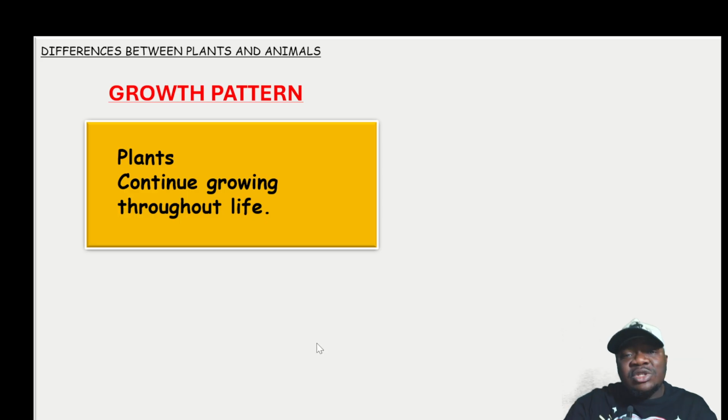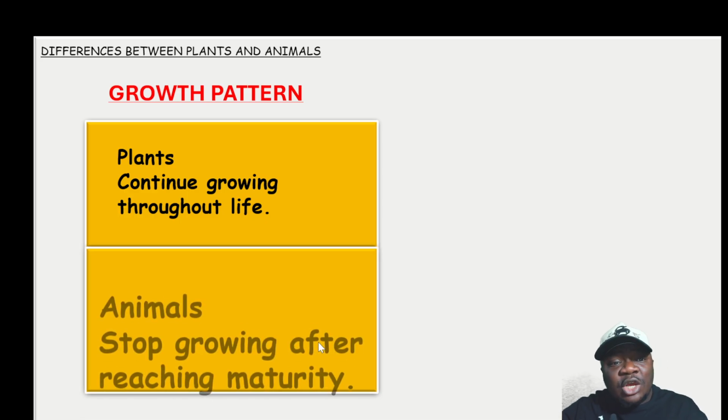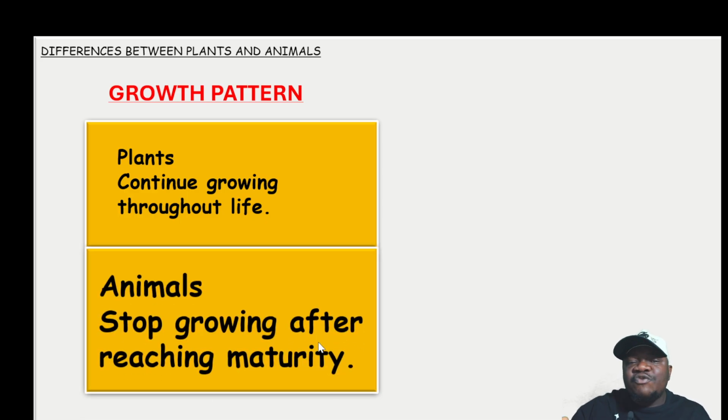This is quite different from animals, because animals stop growing after reaching maturity. Once you reach a level of maturity, your growth will tend to stop. That's why I see some people, when they get taller to a certain extent, suddenly they stop growing tall. They just become dormant. So this is the difference between plants and animals.